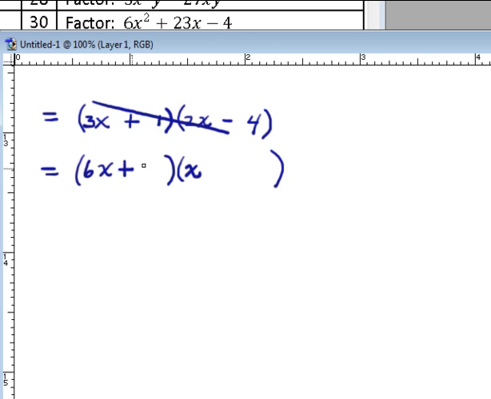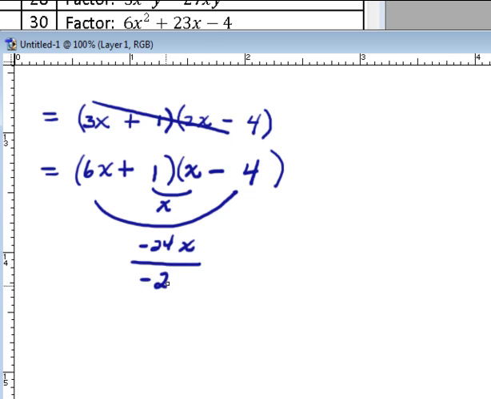And remember, since c is negative, the signs are going to be different. Now here we need 2 things that multiply to 4. Okay, and we need 23 in the middle. So if we put a 4 here, we're going to get minus 24x, and a 1 here. Okay, let's check our middle term now, and we have x minus 24x. The sum is minus 23x.